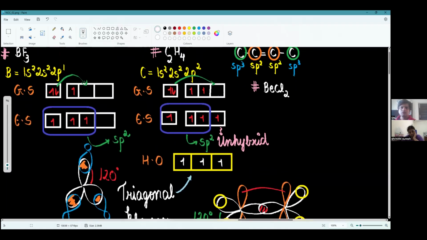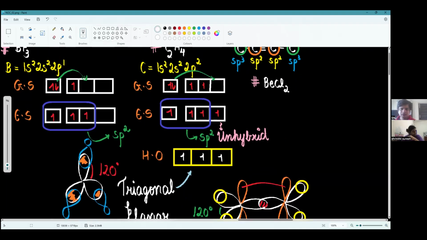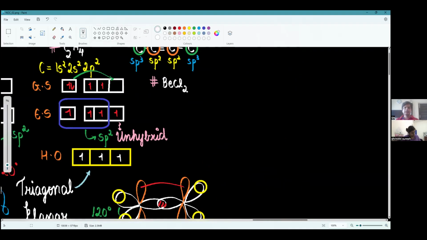Okay, so what happens in beryllium dichloride? Just look at this entire thing properly. In beryllium dichloride, who will be the central atom? Can you tell me? Beryllium. Beryllium, perfect. So beryllium will be 1s2 and 2s2. According to valence bond theory, its valency is 0 because it does not have any unpaired electron. But in reality, the valency of beryllium is 2.